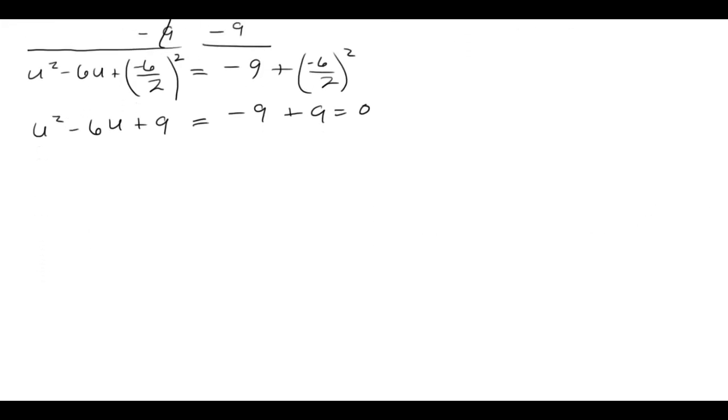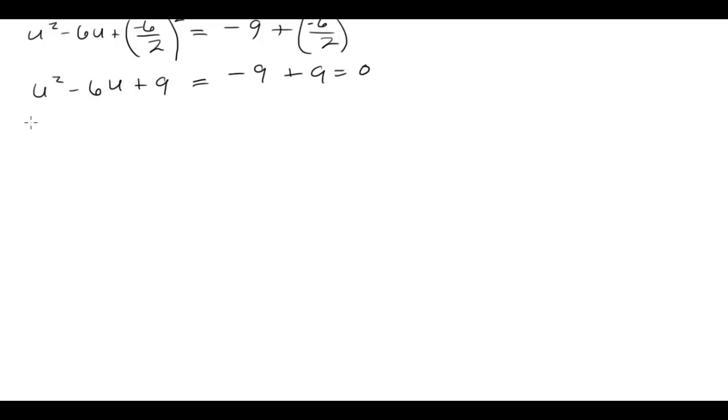Interesting. Well, okay, so this is u. Remember, this is now minus, and it's going to be minus 3, right? Minus 6 over 2 is minus 3. And that's squared. That's going to equal 0.